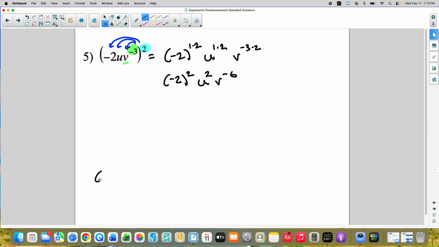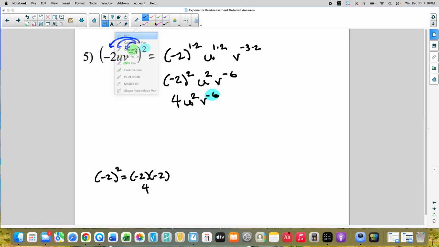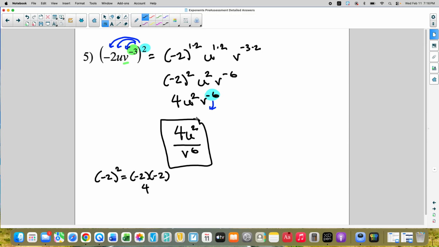So if we look at the quantity of negative 2 to the second, that's negative 2 times negative 2. It's this base 2 times, which equals 4. So this is 4u squared v to the negative 6. Now I'm going to get rid of that negative exponent by moving it down into the denominator. So my answer is 4u squared over v to the 6th. The only thing that moves is the v, because that's the base of the -6 exponent.